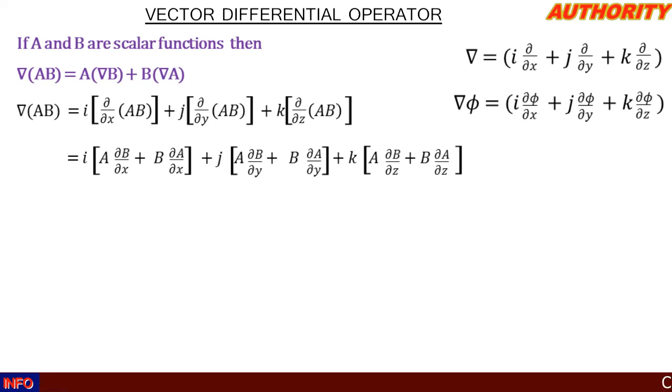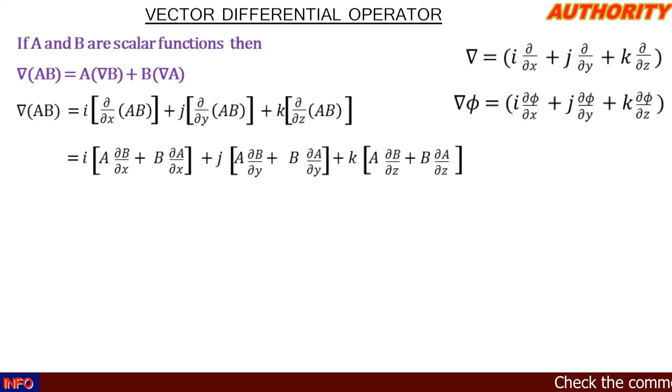Now, let's go to j component. We repeat the same thing. A multiplied by the partial derivative of B with respect to y plus B multiplied by the partial derivative of A with respect to y. And then also to the k component, we have A multiplied by the partial derivative of B with respect to z plus B, the partial derivative of A with respect to z.